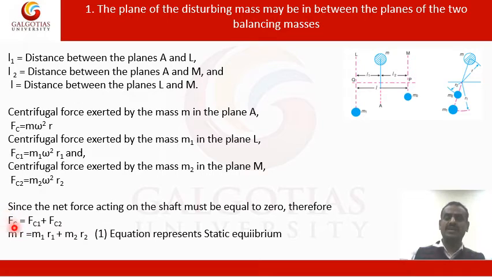Then after substituting the values, Fc1 is m1 omega square r1, Fc2 is m2 omega square r2, which will be equal to the centrifugal force m omega square r. Since the omega value is constant for all masses, it cancels out, and finally the equation reduces to: mr equal to m1 r1 plus m2 r2. So this equation represents a static equilibrium condition.